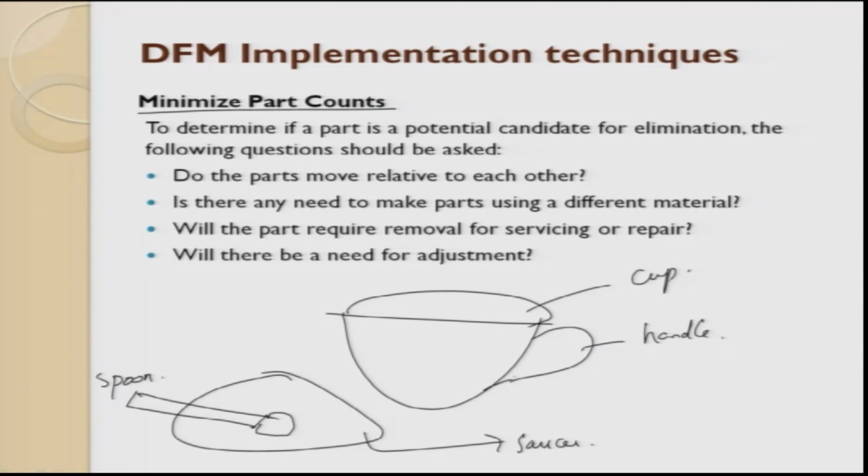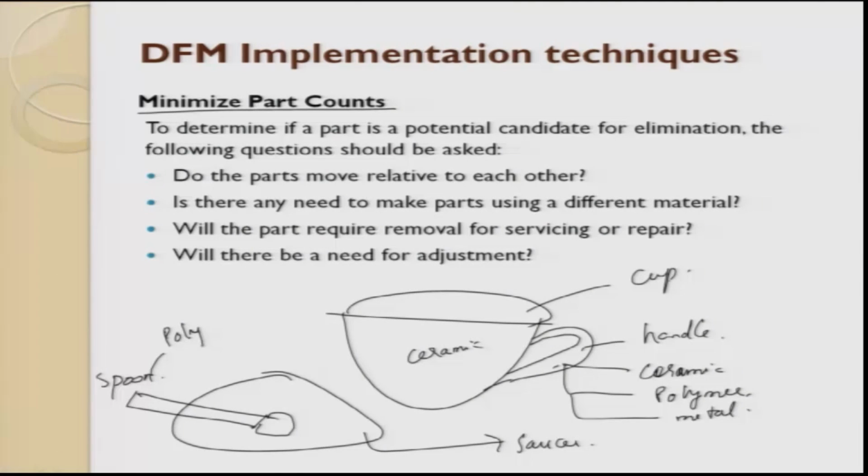So, first thing is that the handle and the cup can be made of one material. This can be ceramic, and this can be ceramic; sometimes it can be made out of polymer, or it can also be made out of metal. Okay, three options are there. The spoon can be made out of polymer, it can be made out of metal, it can be made out of ceramic.